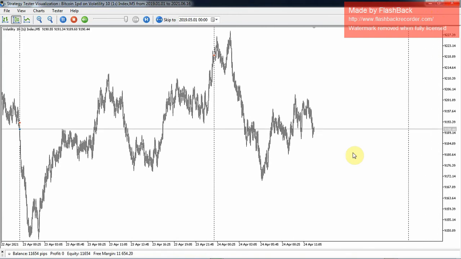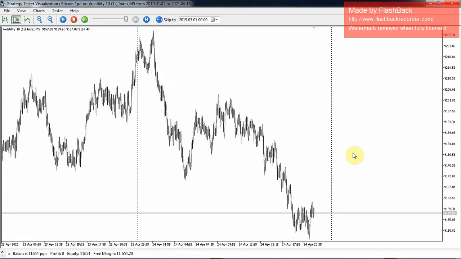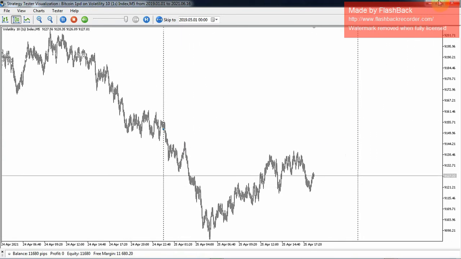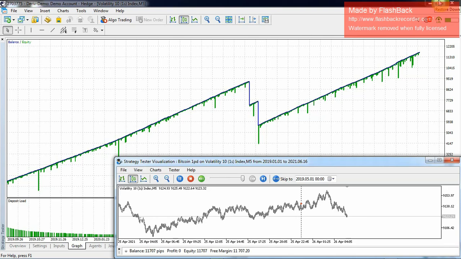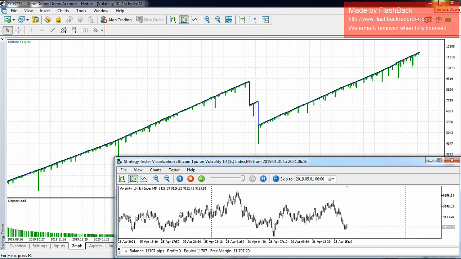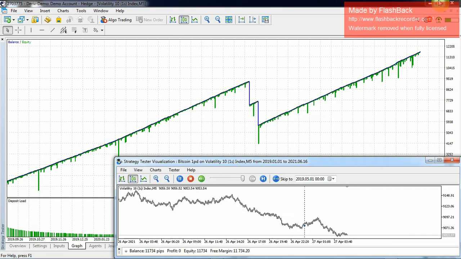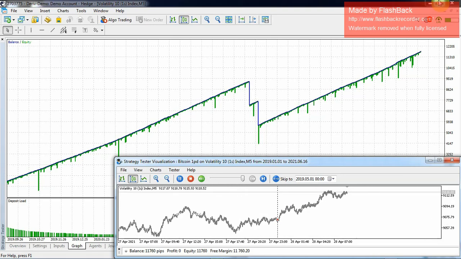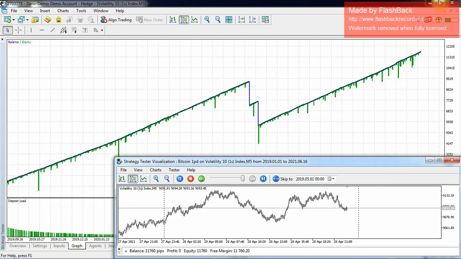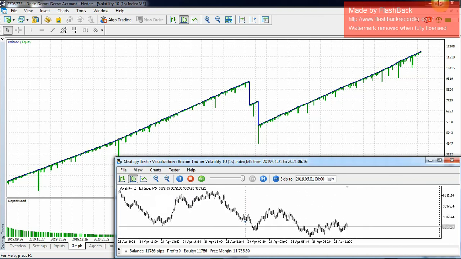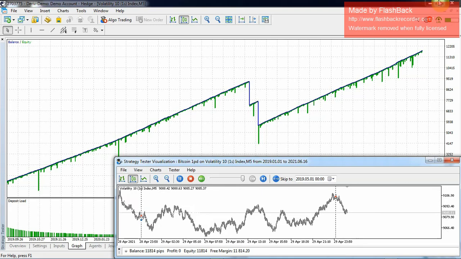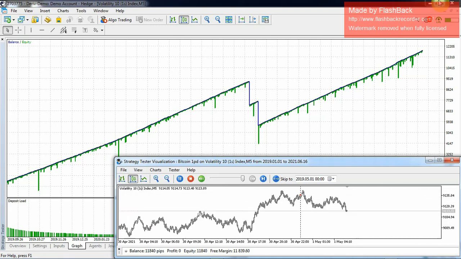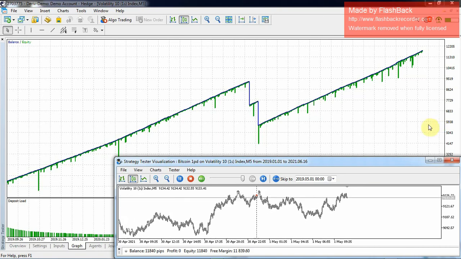Now in April, that's April 24th. The balance line is shooting up now. We are up almost 12k.